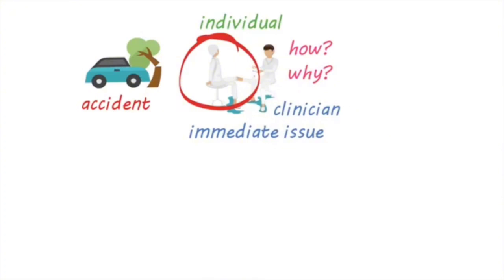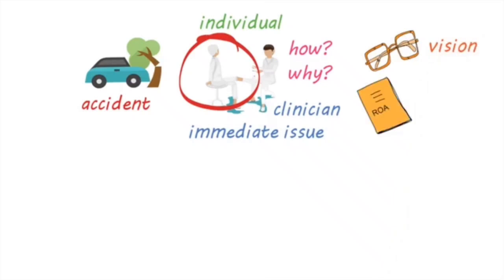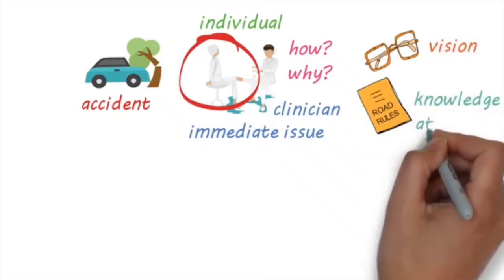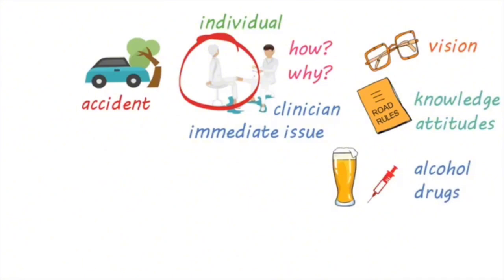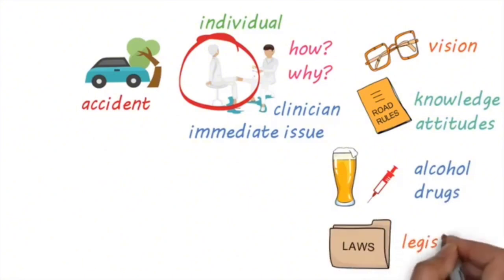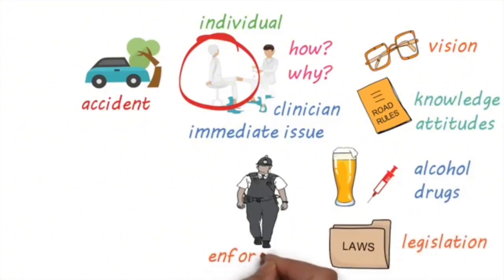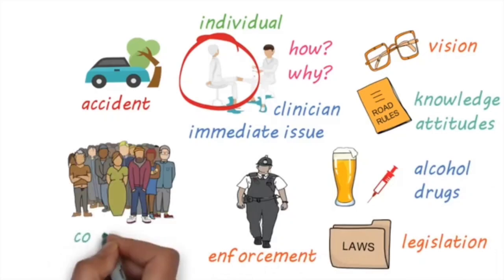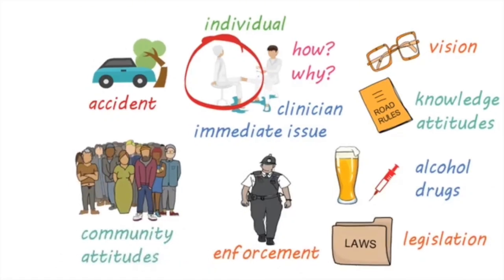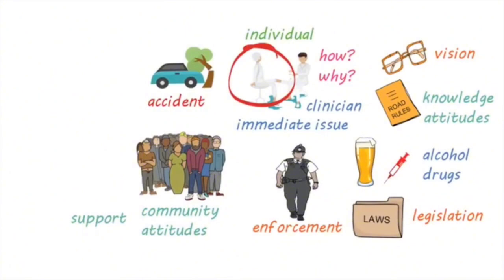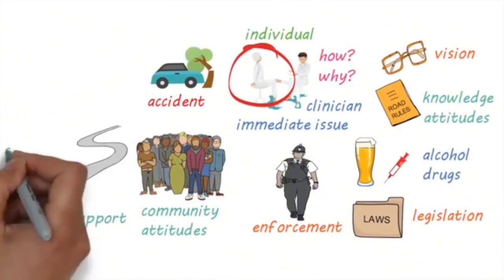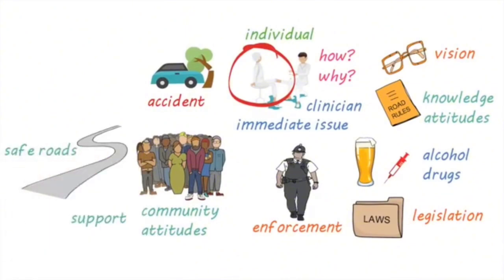For example, why did he have the accident? Was there a problem with his vision? Was it poor knowledge of driving skills or bad attitudes towards driving? Was he under the influence of alcohol or drugs when he was driving? Are there laws against this and resources to enforce it? What are the community expectations or attitudes towards driving? Does he have a good social support network that will help in his recovery or prevent this from happening again? Was the road he was driving on safe? Was he driving a safe car that was well maintained?